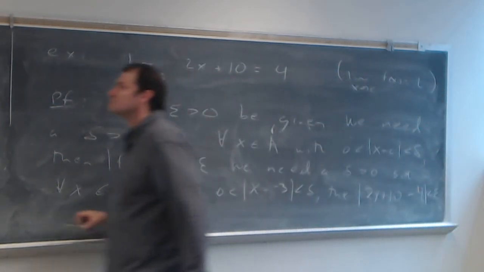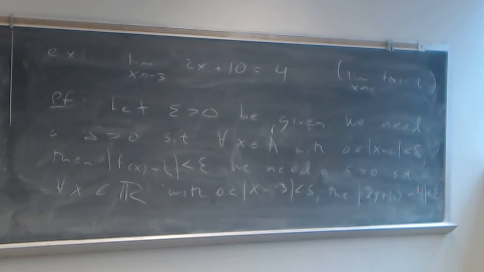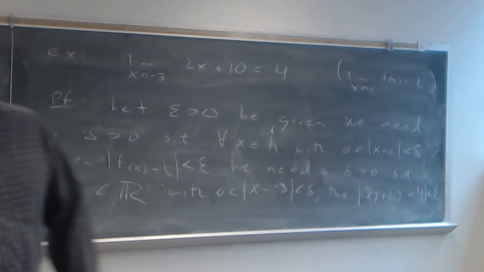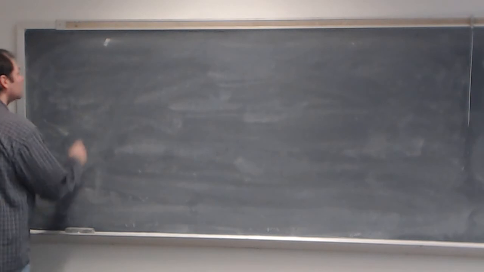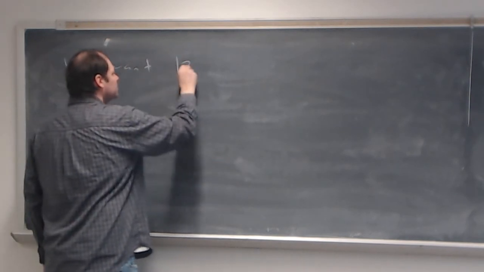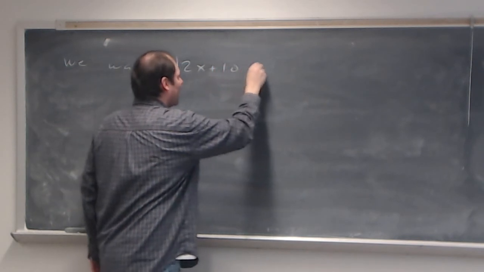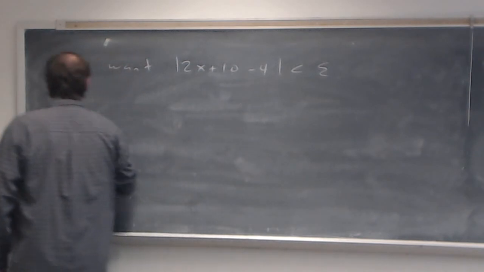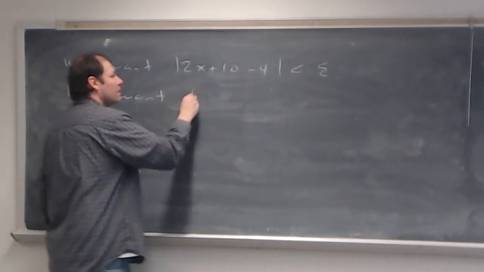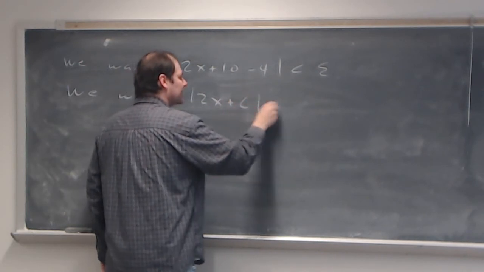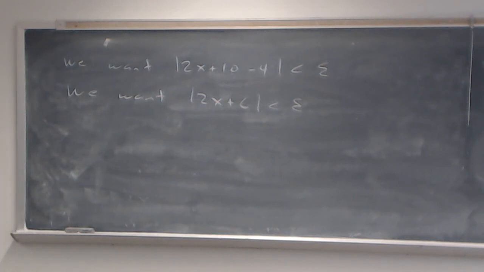That's what I want. So I'm going to concentrate on that f of x minus L part being less than epsilon. We want the absolute value of 2x plus 10 minus 4 to be less than epsilon. I'm going to simplify what we want: we want the absolute value of 2x plus 6 to be less than epsilon. That's what I want to have happen.